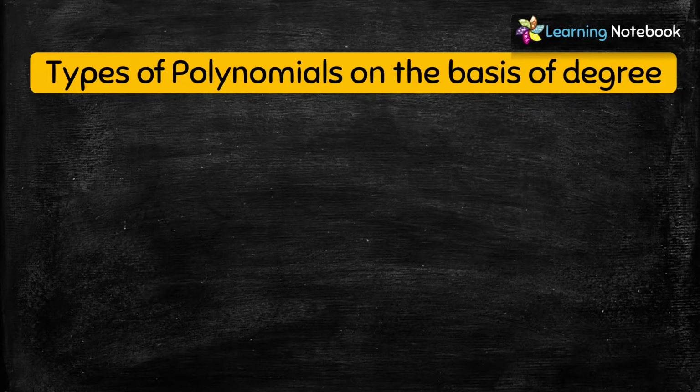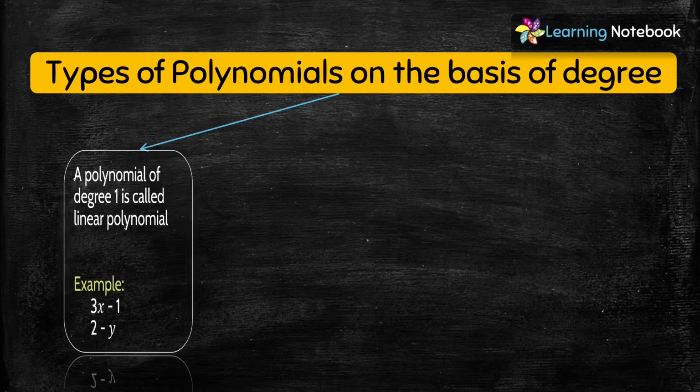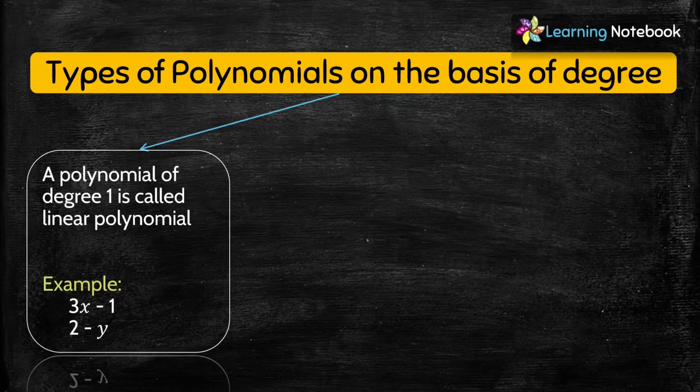Now let's learn types of polynomials on the basis of degree. There are three types of polynomials on the basis of degree. First is linear polynomial. A polynomial of degree 1 is called linear polynomial. For example, 3x minus 1, 2 minus y. Both these polynomials have degree 1. So they are called linear polynomials.